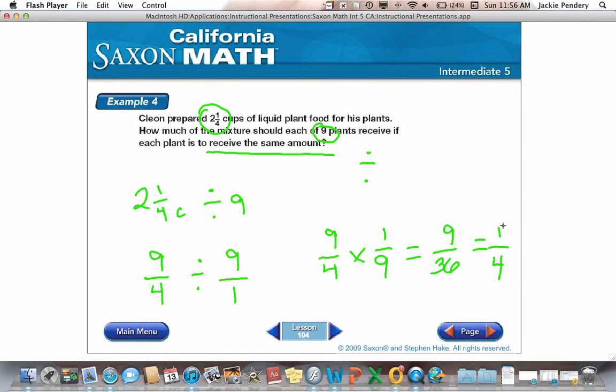Now I need to go back to my problem. Cleon prepared 2 1/4 cups of liquid plant food for his plants. How much of the mixture should each of the 9 plants receive? So each plant is going to get 1/4 cup of food. Make sure you go back to the original problem and get the correct units. Okay? All right, that's it.